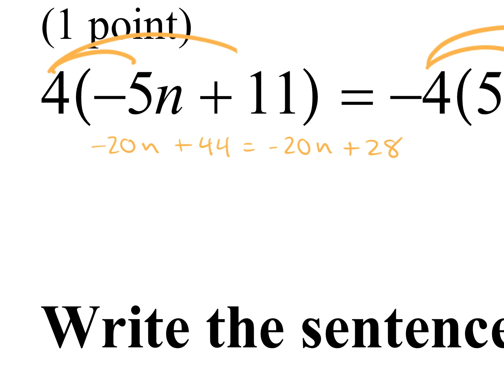What would I do next to solve? I can add 20n, so I want to get the n's on one side and the numbers on the other, so add 20n. So it cancels out, but what's negative 20n plus 20n? 0. That cancels out too. So then I'm just left with 44 is equal to 28. Is this true? No. So what do you think my answer is? No solution.